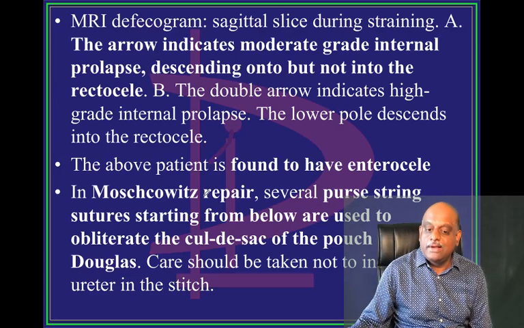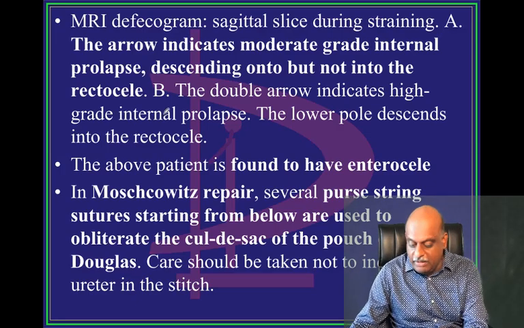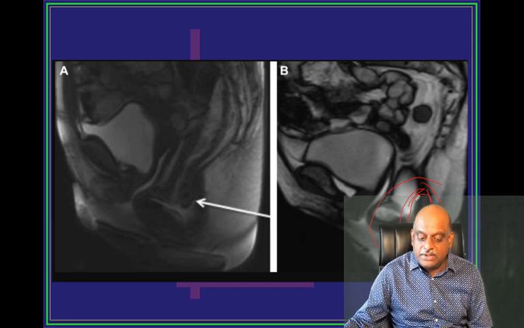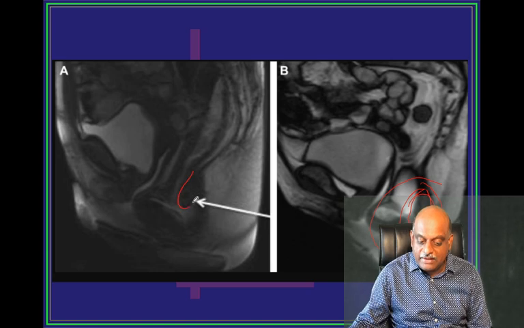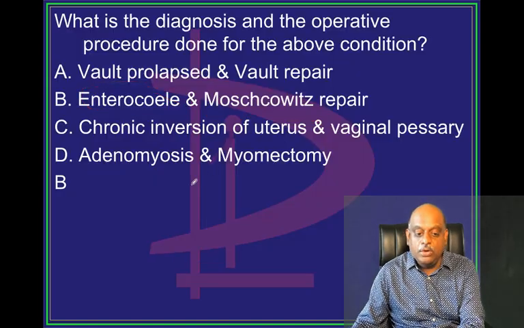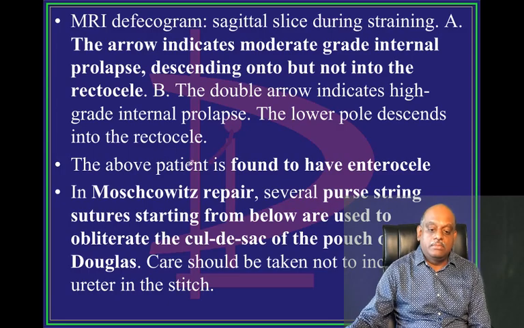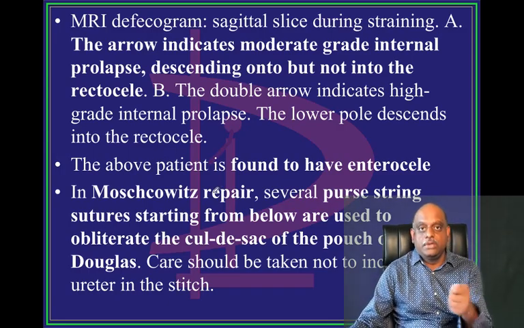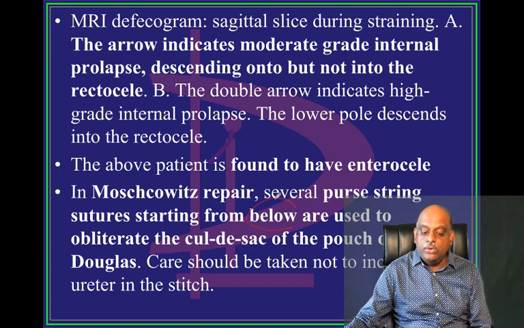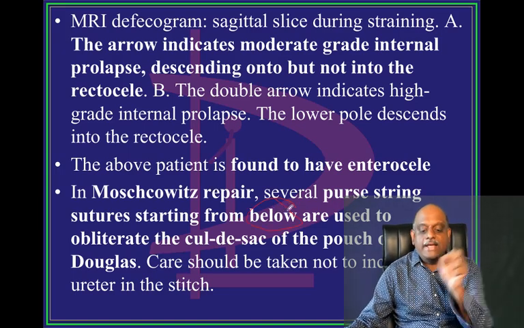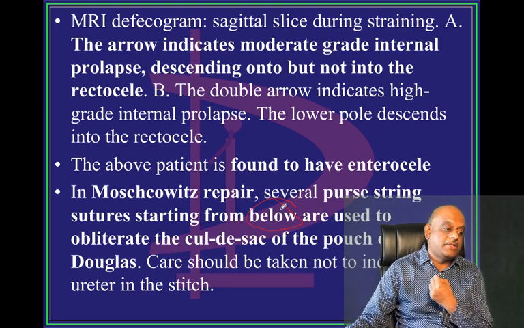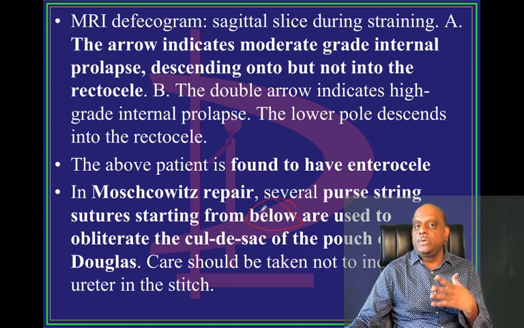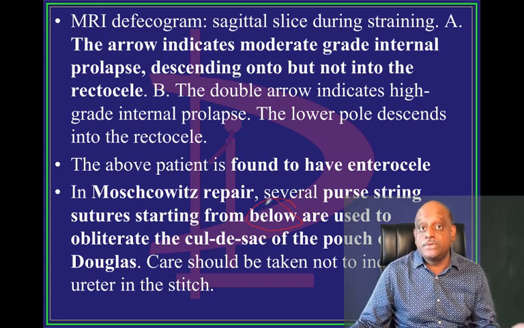Classically, the double arrows that are being shown here indicate a prolapse. You can see here, right? Moskowitz is a purse string suture which is starting from below, and it is used to obliterate the cul-de-sac of the pouch of Douglas. That's called Moskowitz procedure, which is done to manage a case of enterocele is what you should remember.